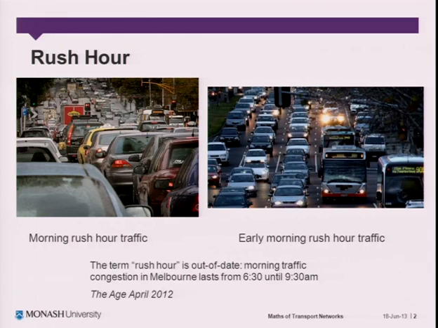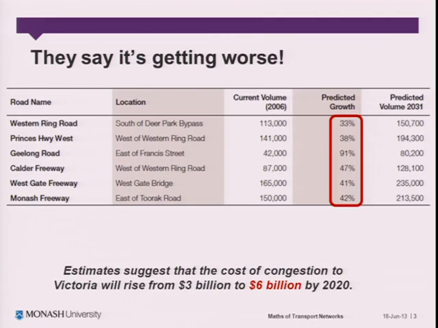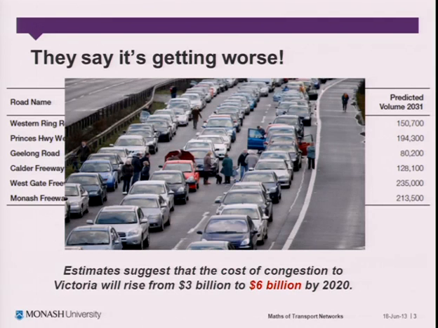If you look at the predictions for the growth in traffic on the different major freeways around Melbourne, it goes up by 91% predicted for 2030. So essentially what is currently a major problem is going to get even bigger. And that's the prediction. We go from a 3 billion congestion problem to a 6 billion problem by 2020. So you may as well just get out of your cars and walk if you want to get to work in 2020.